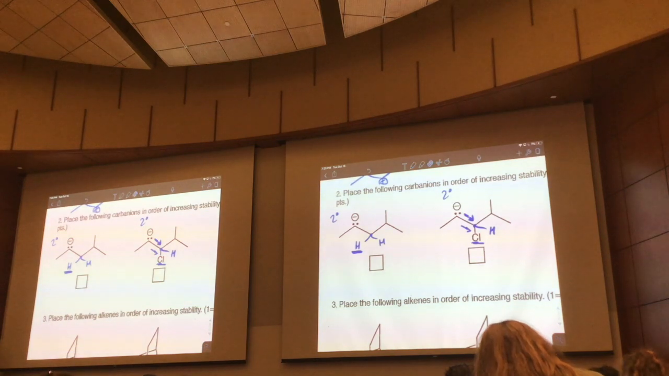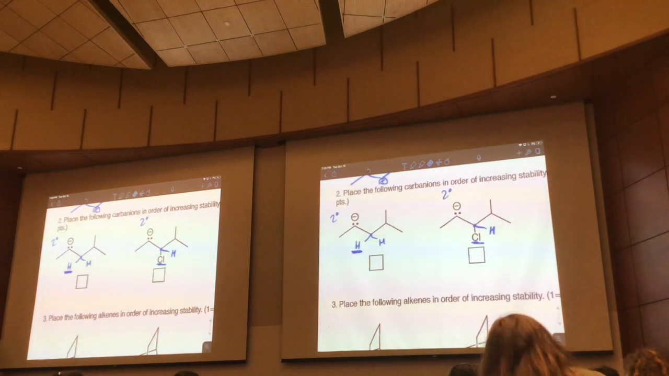Is that going to reduce the amount of negative charge in there or increase the amount of negative charge? It's going to reduce it. Yeah, it's pulling some of these electrons away.